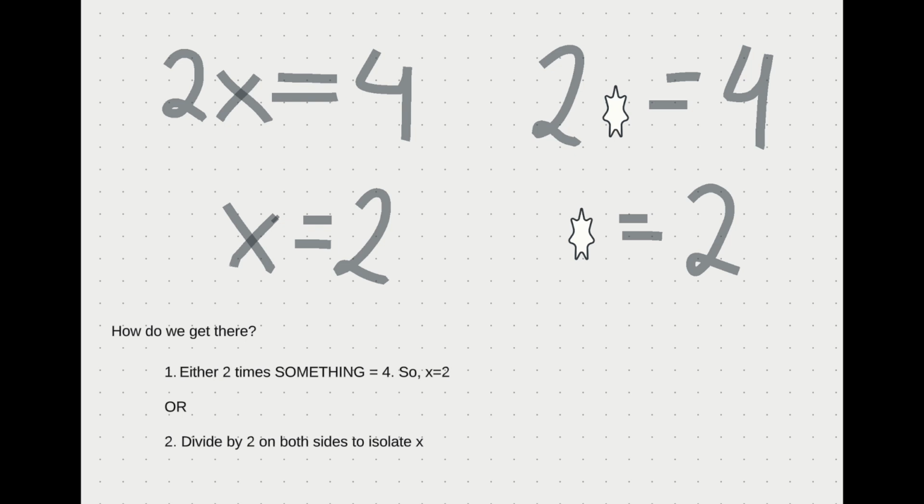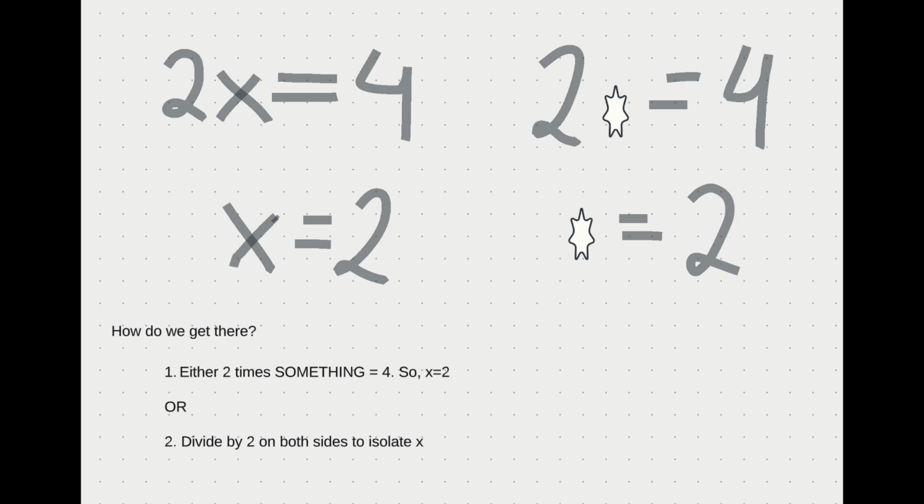Let's start with a really basic equation. 2x equals 4. There's two ways that we could think about this. We could think to ourselves, oh, we need to isolate the x. So we're going to divide by 2 on both sides. The reason why we divide on both sides is to maintain a balanced equation. And we get 2x divided by 2 is x, and 4 divided by 2 equals 2.